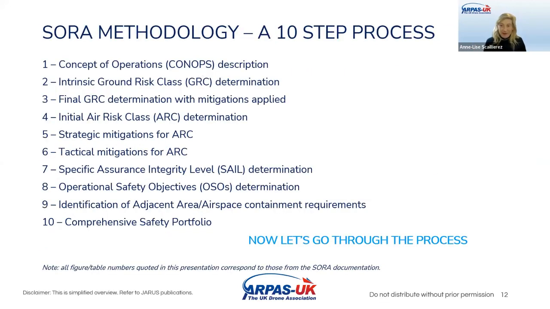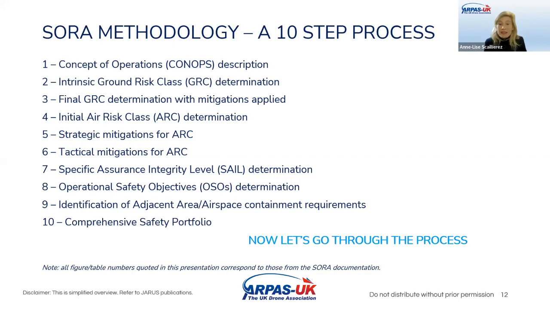Now that I've been through the general process and I've shared with you that essential element with regards to the SAIL 2 that can be achieved on a routine basis, let's actually walk through the methodology. So the methodology is made of 10 steps. The first step is to define your concept of operations. Then you identify your intrinsic ground risk. You then identify a strategic and tactical risk mitigation to your ground risk so that you determine your final ground risk. You do the same for the airspace.